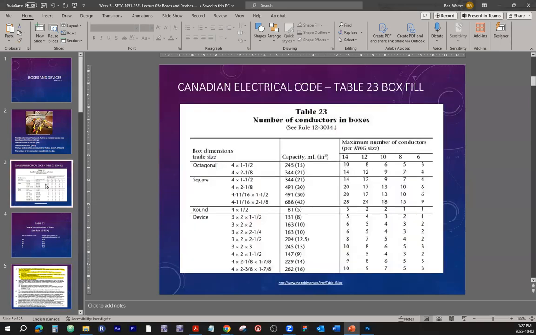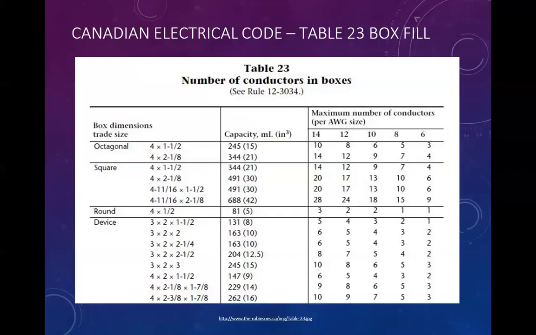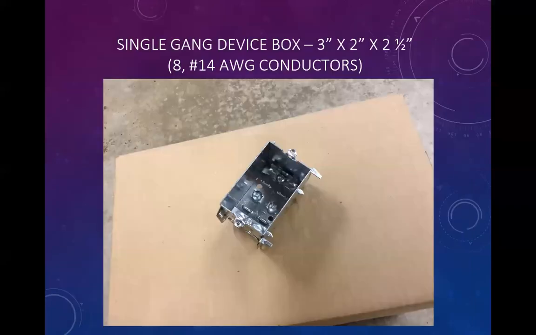What do we do? Okay, now let's take a look at what some of the device boxes look like. Single gang device box, 3 by 2 by 2.5. Remember, the last one always tells you the depth of the box, and these are the dimensions of the device box.